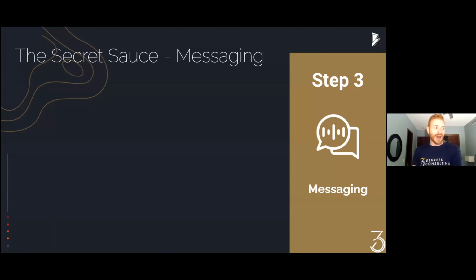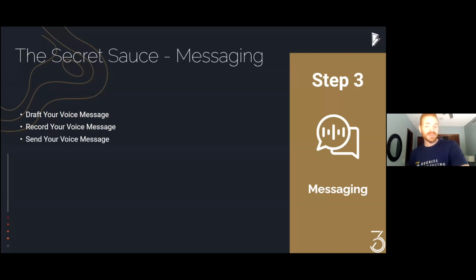We are drafting what we call a voice message. So in the mobile app of LinkedIn, not on the computer, but in the mobile app, you can send a voice message to someone direct inside of LinkedIn. And so you're going to draft a voice message, record it, and then send it. This allows you to stand out.